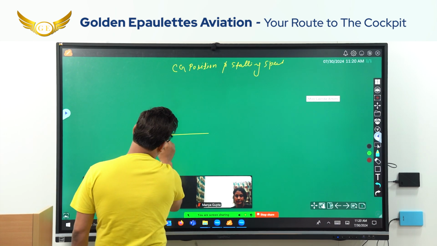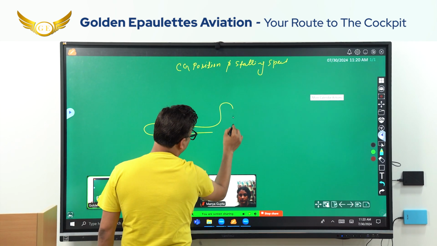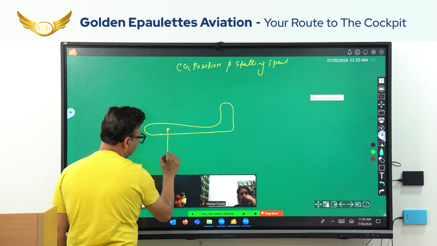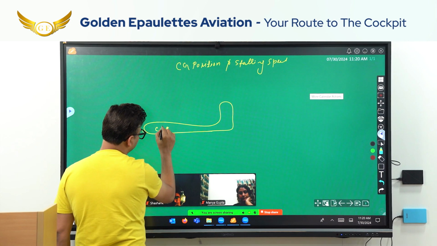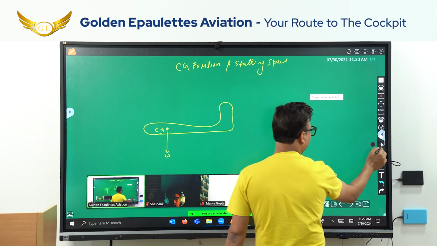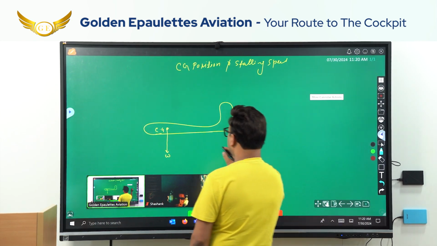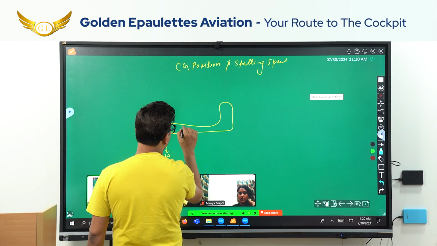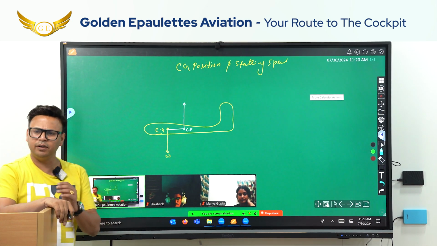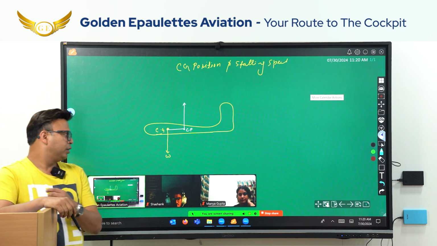If this is your aircraft, the weight of the aircraft acts through a point called the CG. The point through which the lift acts is called the center of pressure. Now, obviously, the points of application for both forces are different, correct?